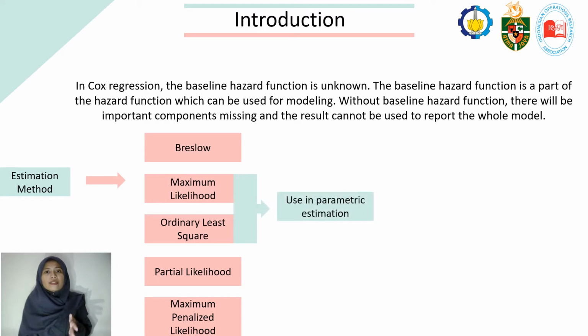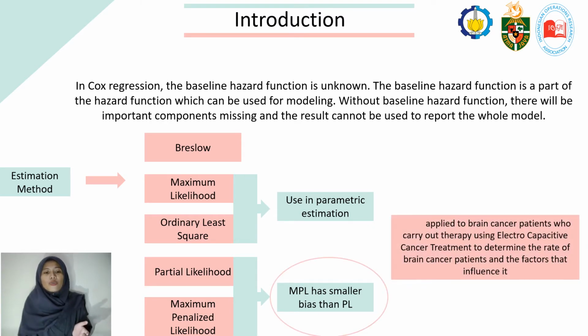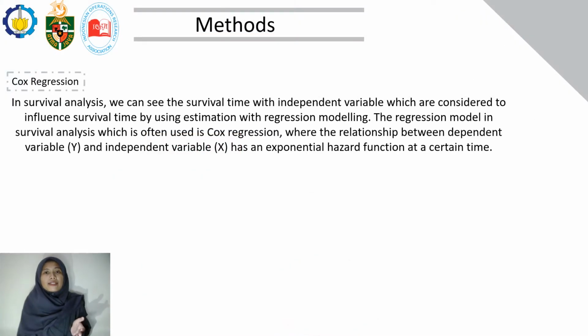We note that maximum likelihood and ordinary least square are used in parametric estimation, and maximum penalized likelihood has smaller bias than partial likelihood. So in this research, we use maximum penalized likelihood to estimate the baseline hazard and apply it to brain cancer patients. The next is methods.